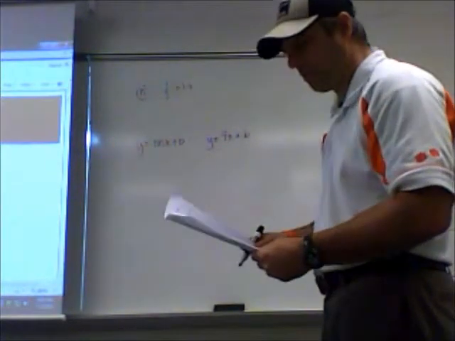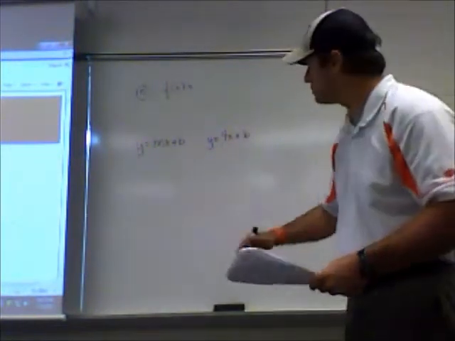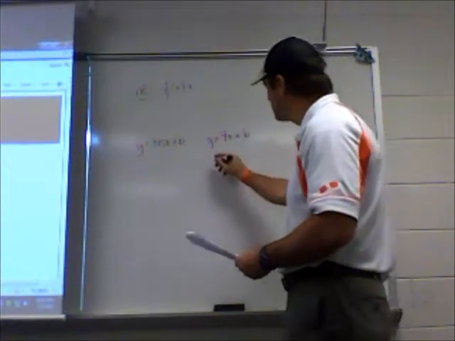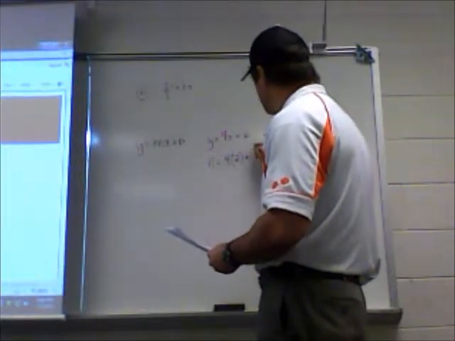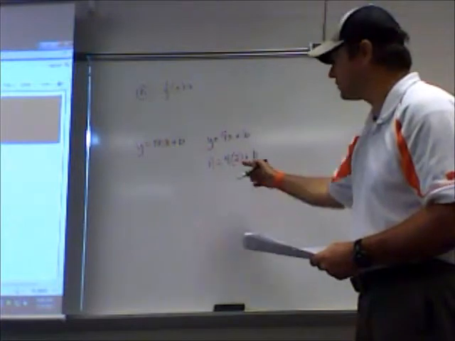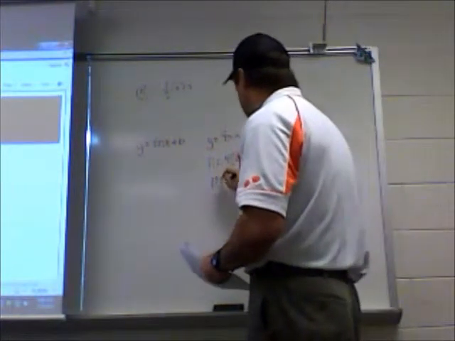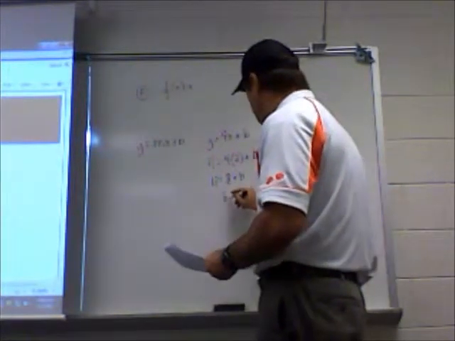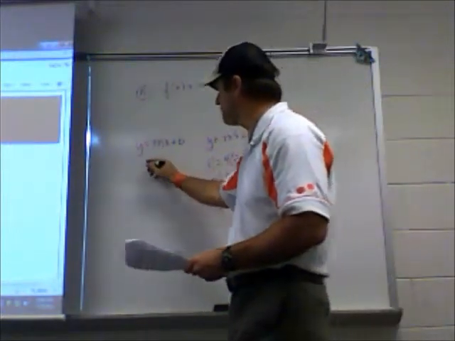So I pick a point: 1, 7, 2, 11, 3, 15, and I take those points and plug them in for x and plug them in for y. And so I might get something like 11 equals 4 times 2 plus b. And so now I solve the resulting equation. What's 4 times 2? So 11 equals 8 plus b. So b is 3.